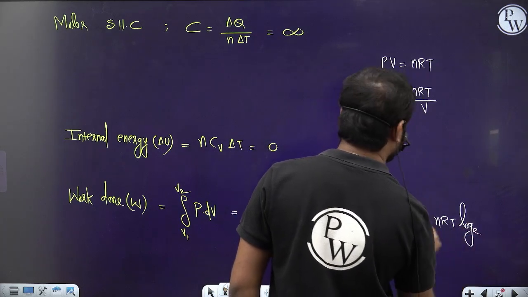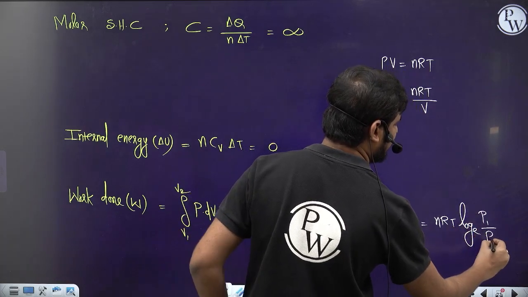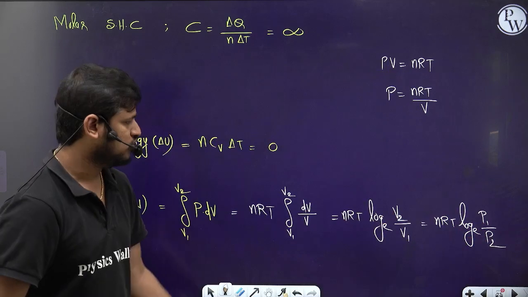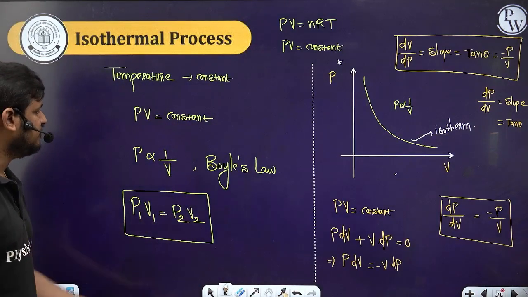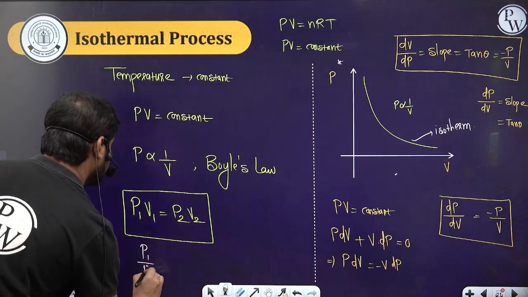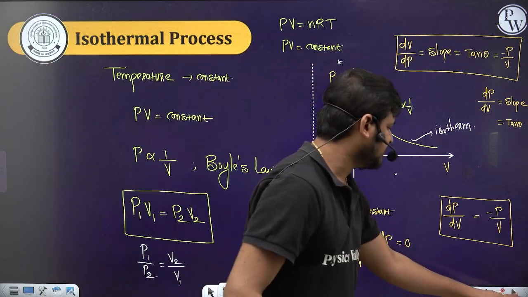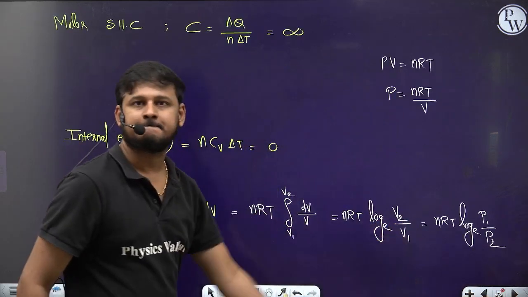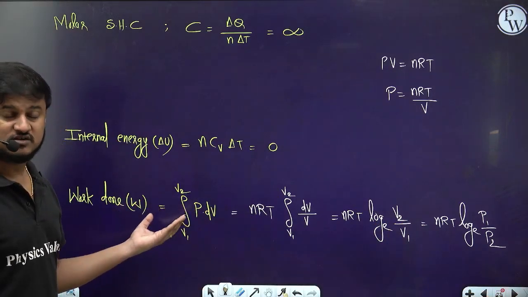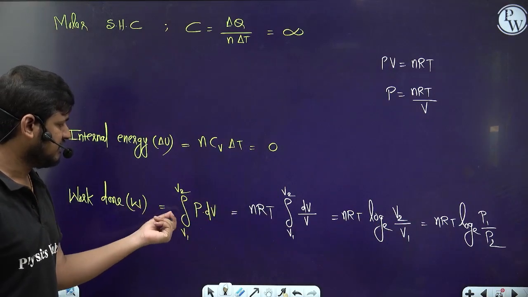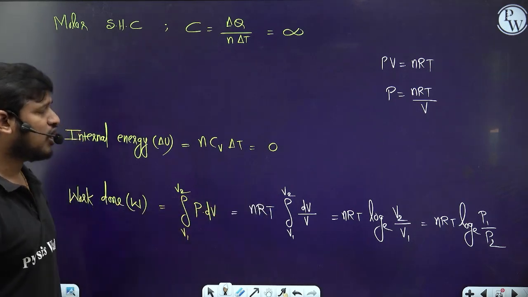So we can also write this as log e P1 by P2. The pressure is inversely proportional to volume, right? V2 by V1 means I can write P1 by P2. We have already studied P1 V1 is equal to P2 V2, so P1 by P2 is equal to V2 by V1, right? So the same thing I substituted here. Done. So at constant temperature, the work done will be equal to nRT log e V2 by V1.